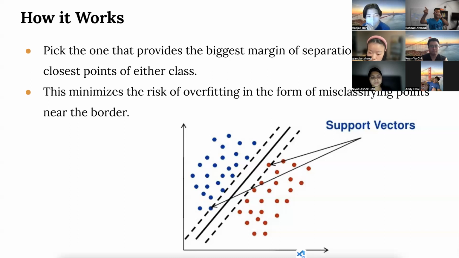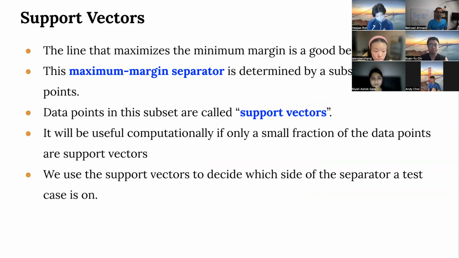So you find the two support vectors, and now you should know what these dotted lines are. Pick the one that provides the biggest margin. Cushion is the margin here. The biggest margin of separation between the closest points of either class. This minimizes the risk of overfitting in terms of misclassifying the points near the border. So it does some overfitting protection in form of misclassifying points near the border. So the line that maximizes the minimum margin is a good bet, and it's called support vector.